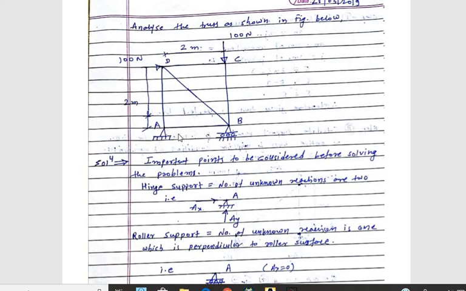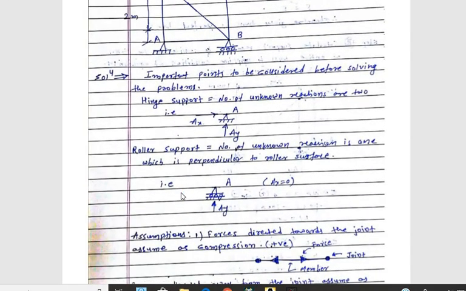This is the truss. How many members? 1, 2, 3, 4 and 5. How many joints? 1, 2, 3, 4. Now let's discuss the solution, starting with the important points to be considered before solving the problem. There are two supports: a hinge support and a roller support. At the hinge support, the number of unknown reactions is 2. That is, at the hinge support there is a horizontal reaction and a vertical reaction.